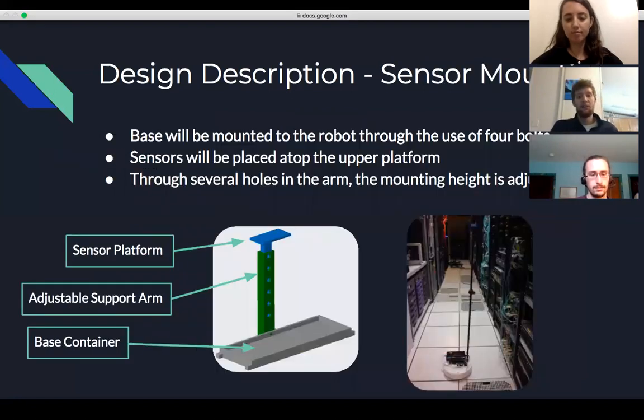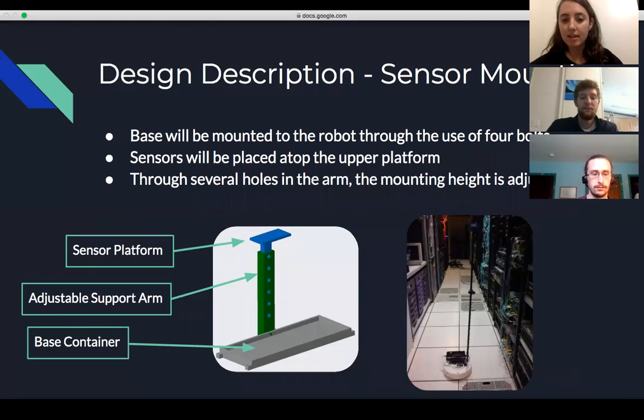Now I'll hand it off to Amanda to go in more about the sensor mount. Thanks. First I'm going to go over in this design description the sensor mounting. The sensor mount is composed of 3 pieces. Each will be 3D printed individually and then assembled together.